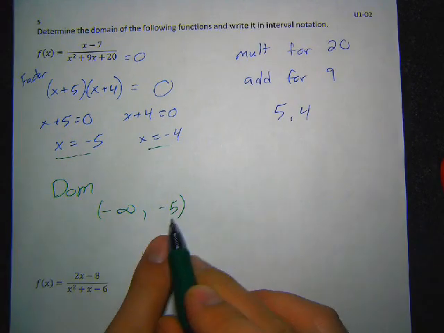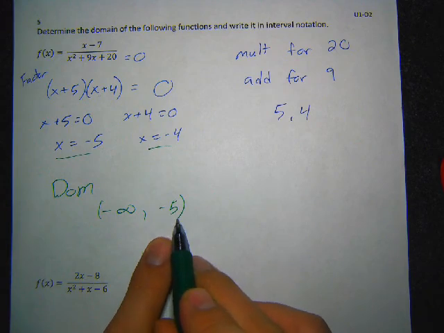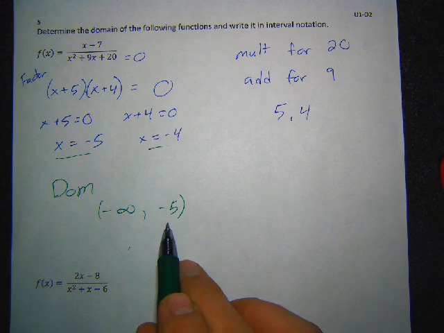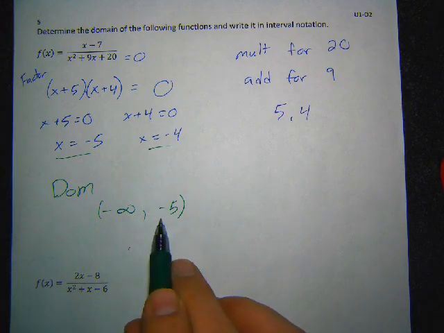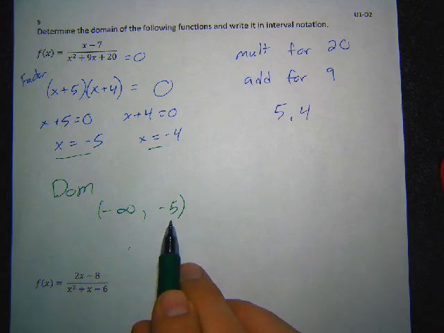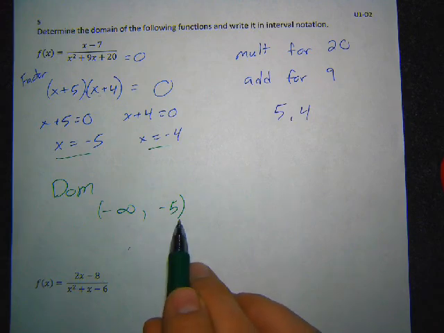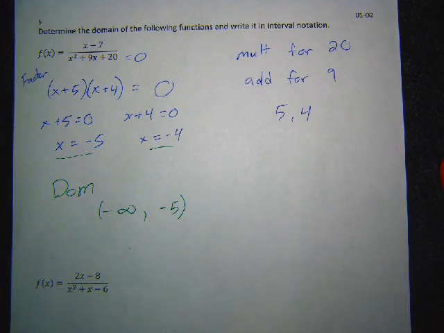Remember, the parenthesis means you don't touch it, you just get really close. So this is all the numbers smaller than negative 5. Negative 6, negative 7, negative 8, negative 9, all those numbers are in this set. Negative 5.1, negative 5.001, all those numbers less than negative 5 are in this set, but negative 5 is not included. That's why you have the parenthesis here.